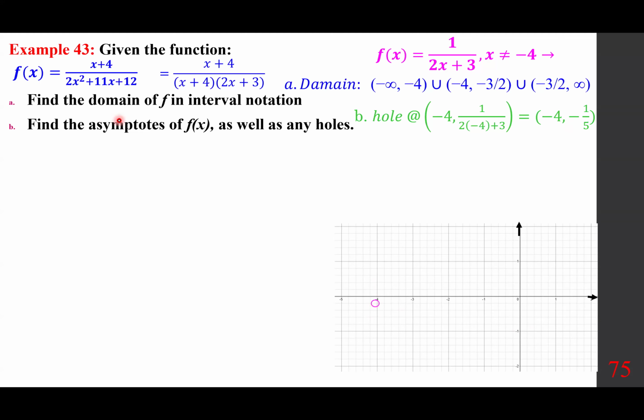What about vertical asymptote? It's important to know not here, because we dropped the common factor here. 2x plus 3 equal to 0. Okay, 2x plus 3 equal to 0. X equals -3/2. That's the vertical line.